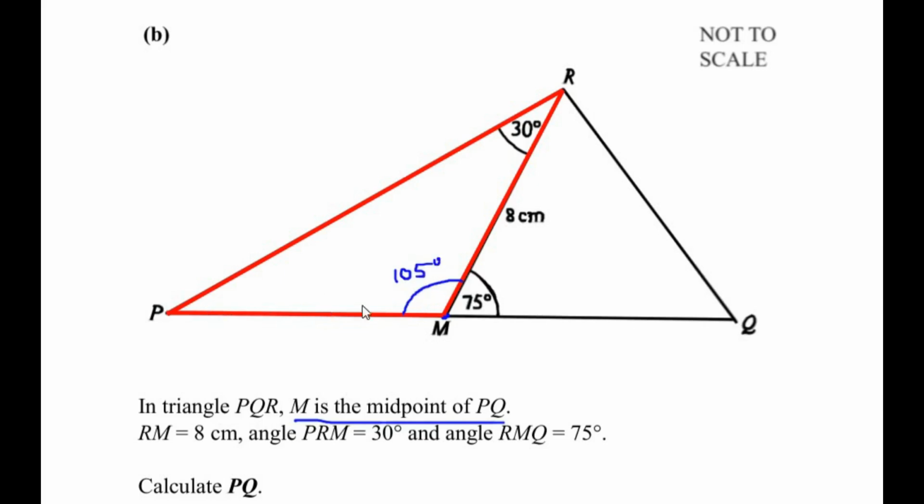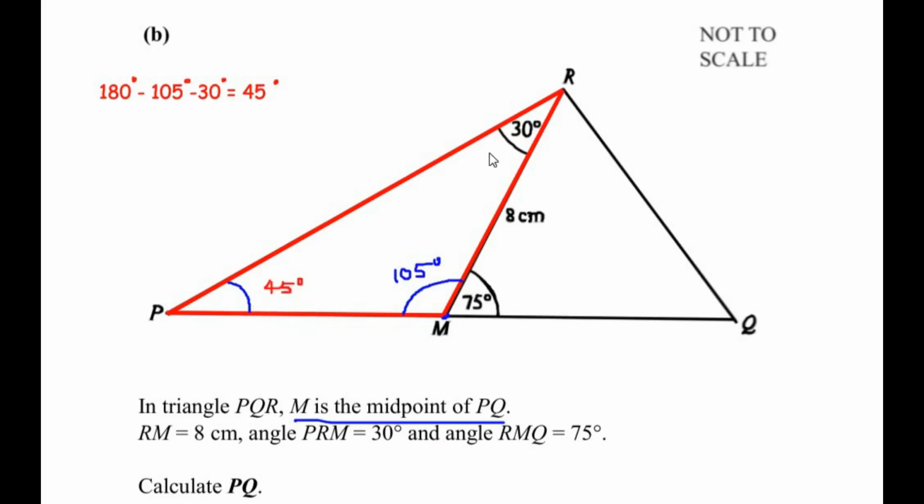Now since we are concentrating on the triangle PMR, angle M is 105, angle R is 30. So we can find out angle P by subtracting 105 and 30 from 180 degrees using the angle sum property of a triangle. So let me write here. 180 minus 105 minus 30 will give us a value of 45 degrees. So we have got the value of angle P.